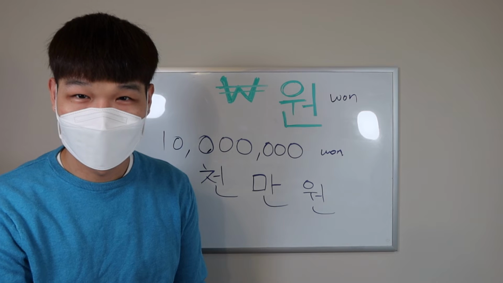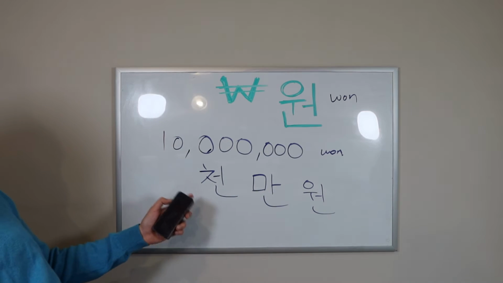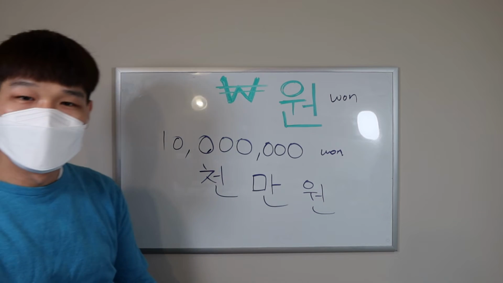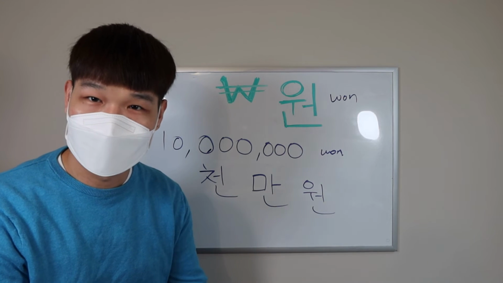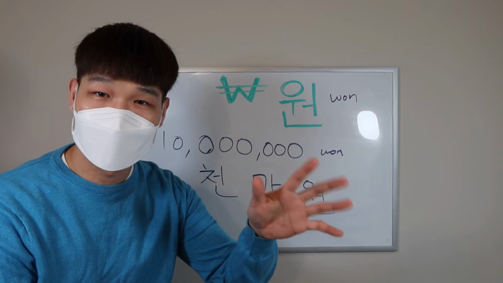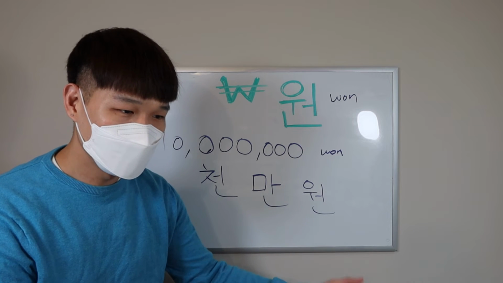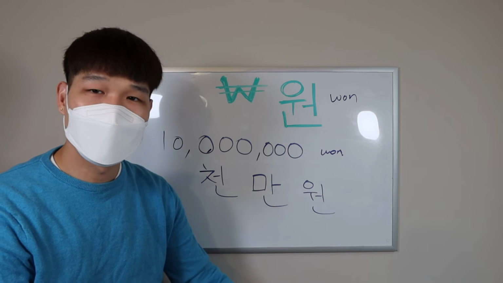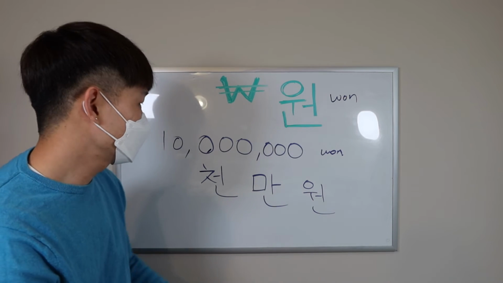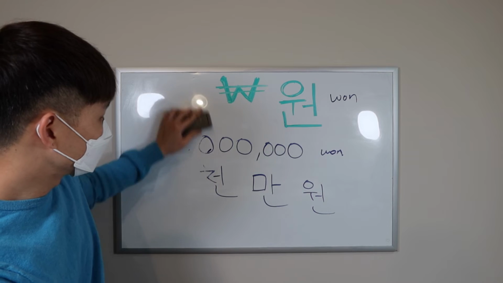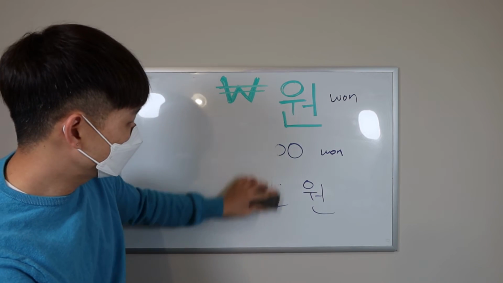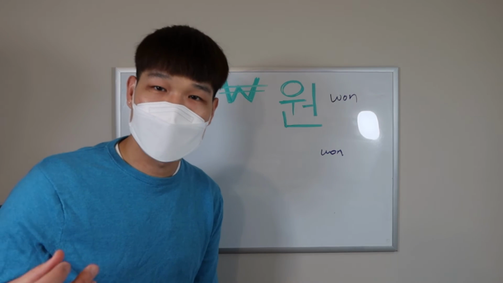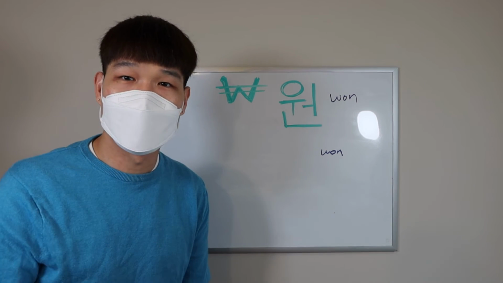천만 won is basically $10,000. So you have 천만 won, which is $10,000. You have 100만 won, which is about $1,000. 10만 won, about $100. 만 won, which is about $10. 1,000 won, which is about $1. So if you think about it that way, when you're shopping, it'll be easier for you to process.